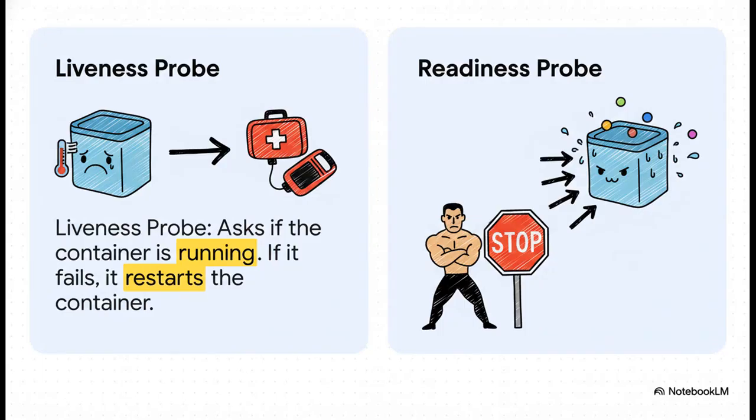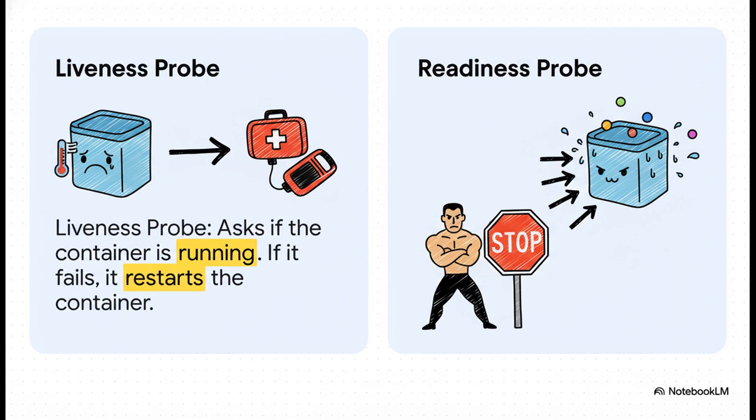Now this is where it gets really interesting because there are 2 main types of probes you absolutely have to know about. First is the liveness probe. It asks a really simple question. Is this app completely broken? If that probe fails, Kubernetes acts like a paramedic with a defibrillator. Boom, it just restarts the container to bring it back to life.